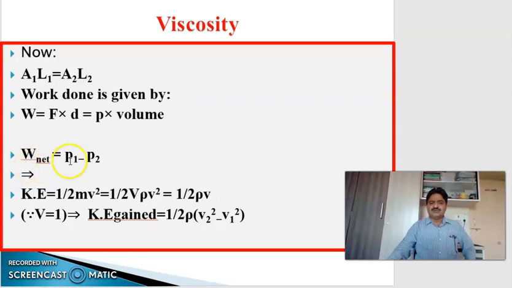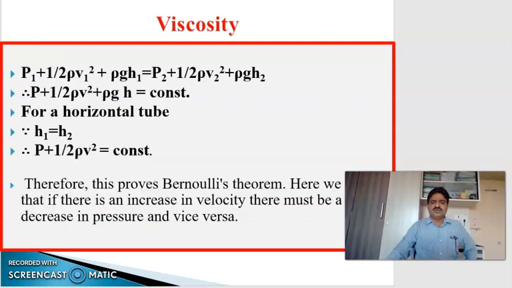Then the net work done is given by P1 minus P2. Kinetic energy formula is half m v square. It is equal to half volume into rho v square, that is half rho into V. Since V is equal to 1, the kinetic energy gain is equal to half rho into V2 square minus V1 square. Then P1 plus half rho V1 square plus rho g h1 is equal to P2 plus half rho V2 square plus rho g h2.